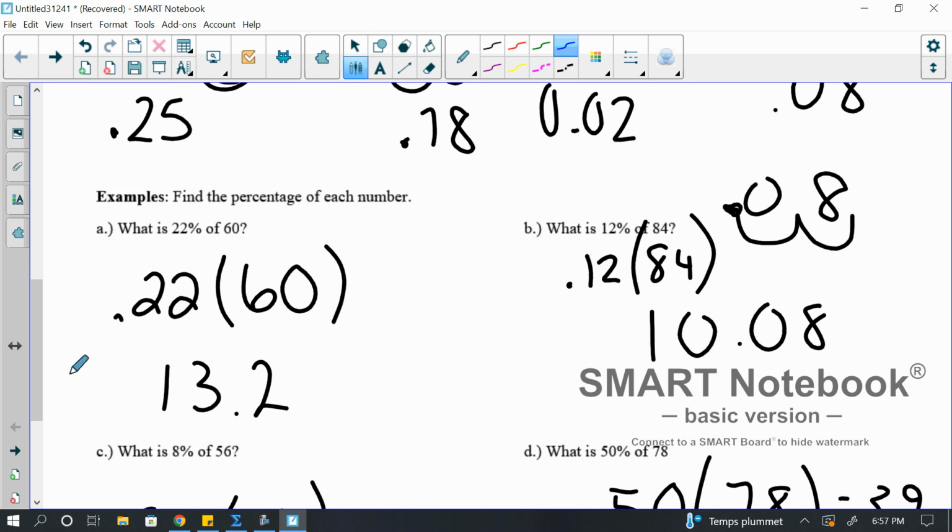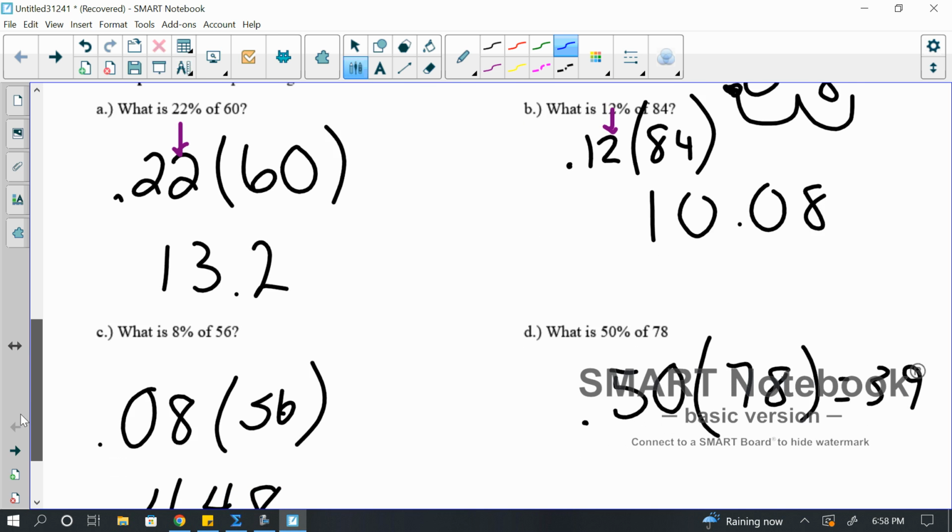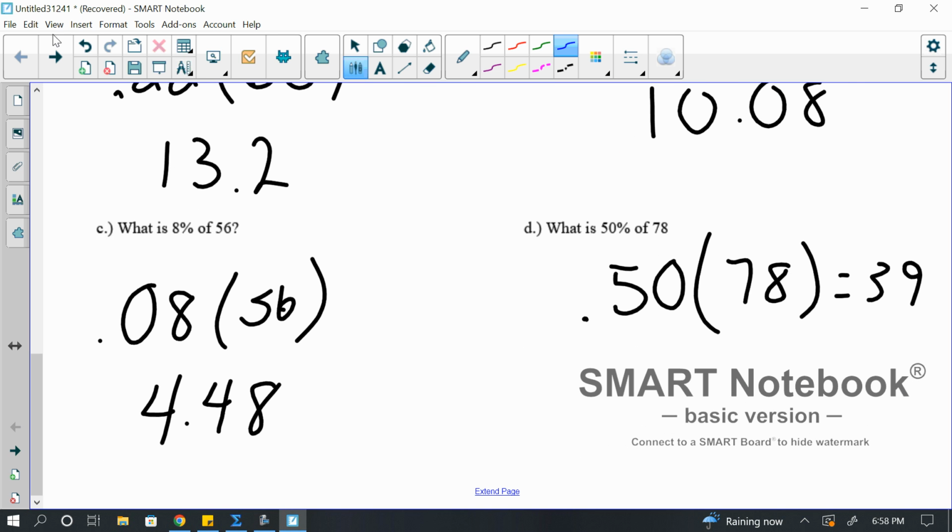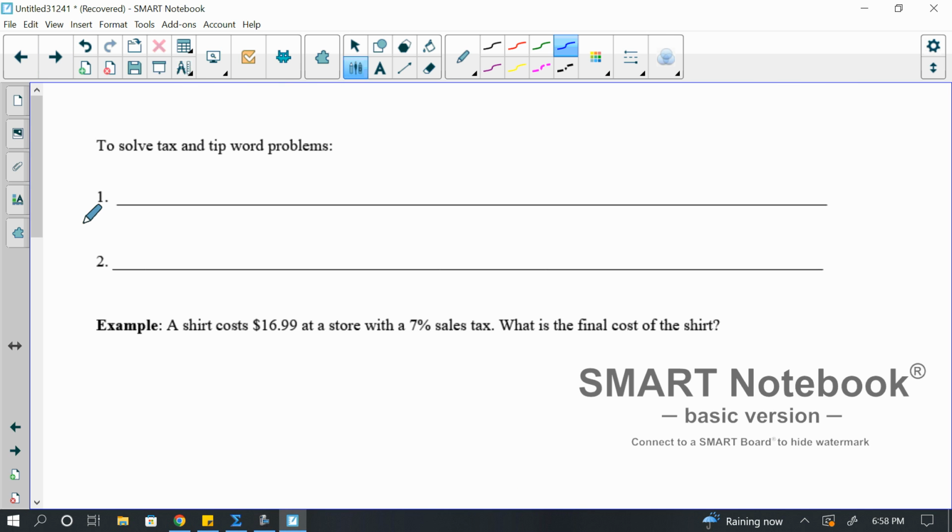Then we talked about how to find a percentage of a number. So 22% of 60. You change the percent to a decimal and you times it by the number. So percent to a decimal times it by a number. And I think that's where we left off the other day. So we're going to quickly finish the back side of your notes here.